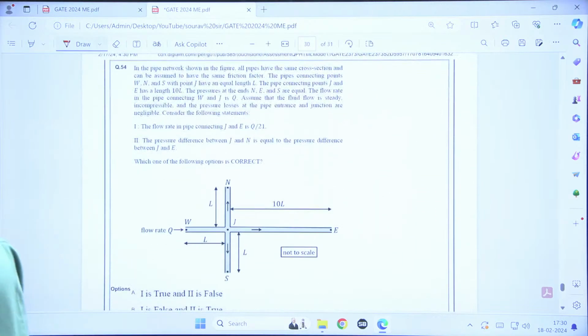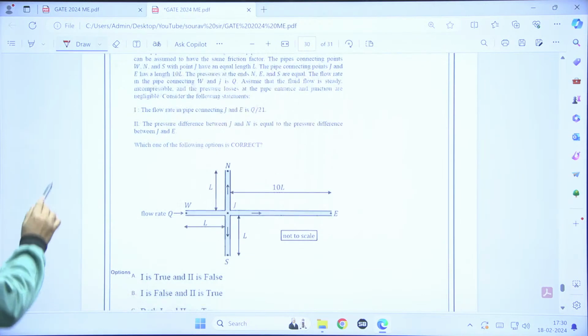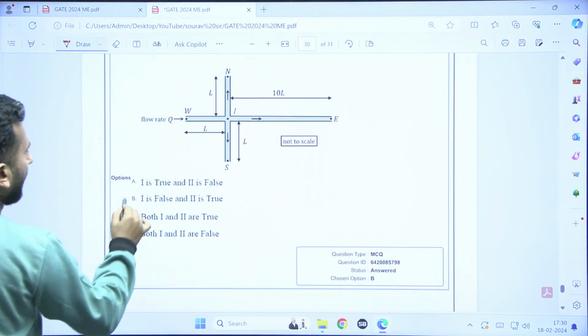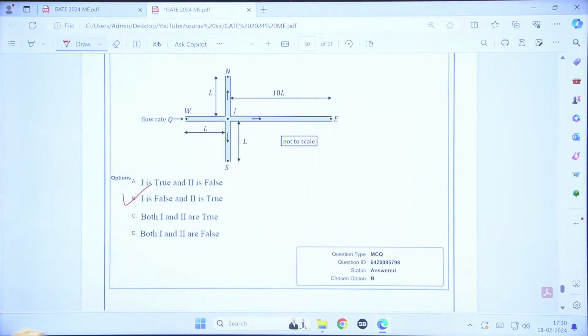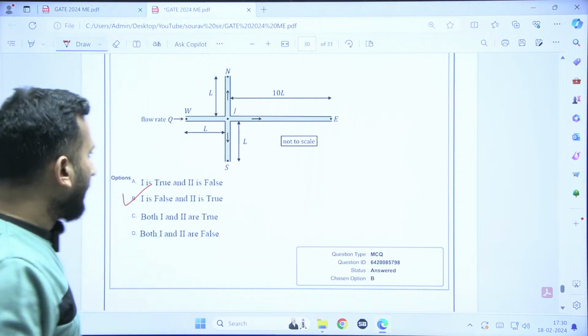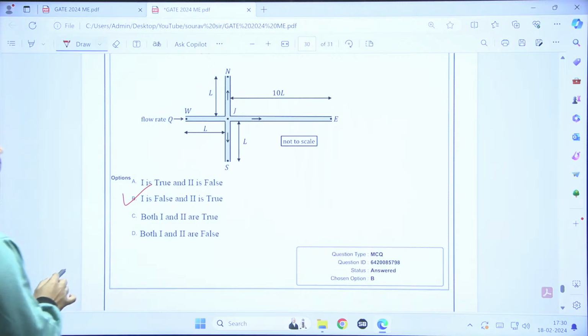Now a question from FM. So the answer for this will be B, that is 1 is false and 2 is true. The answer for this FM question will be B, that is 1 is false and 2 is true.